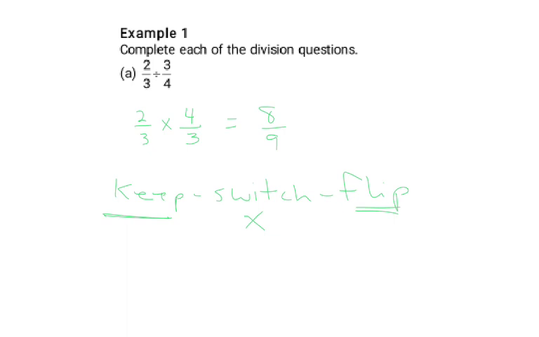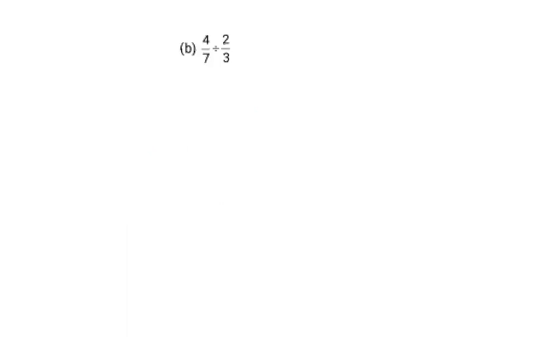which you've already practiced. So 4/7 divided by 2/3 becomes 4/7, keep, switch to multiplying, and flip the second number. Now before I do the multiplying, I'm going to simplify like we practiced with multiplying fractions. Notice that 4 and 2 can both be divided by 2, and when I do that I end up with a 2 here and a 1 here, so now I have 6/7 as my final answer.